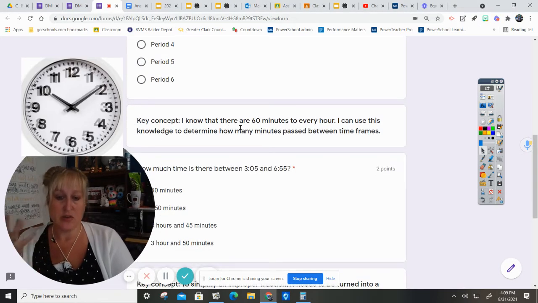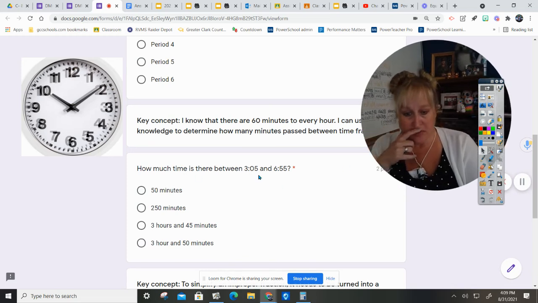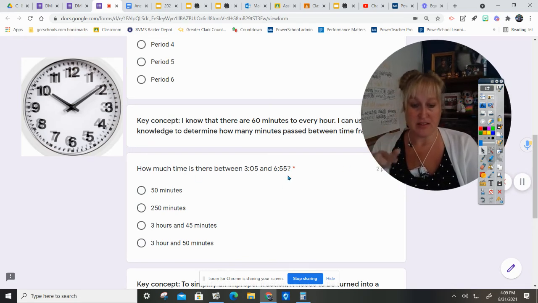Key concept. I know that there are 60 minutes to every hour. I can use this knowledge to determine how many minutes passed between time frames. How much time is there between 3:05 and 6:55?